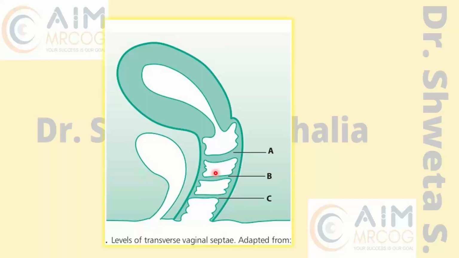And the septum will be a pinkish bulge, and the hymen will be a bluish bulge. Why? It's because in the hymen, if it is there, the blood will be protruding through the hymen, giving a bluish tinge.